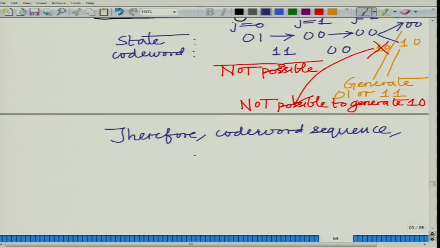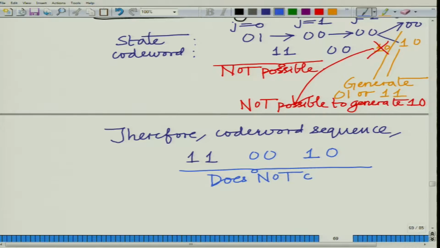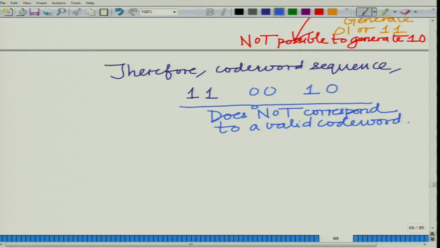Therefore the code word sequence 1 1 0 0 1 0 does not correspond to a legitimate code word, or you can say it does not correspond to a valid code word. The most important thing that you have to realize is that if someone gives you a code word that corresponds to this particular convolutional code, then that has to be generated by a state sequence that corresponds to a path.